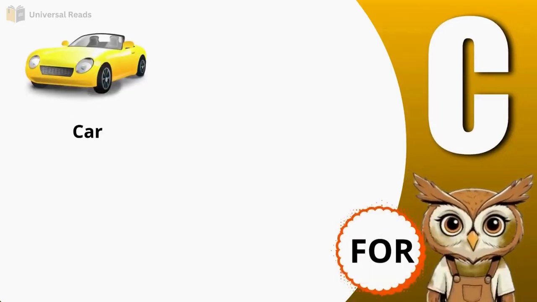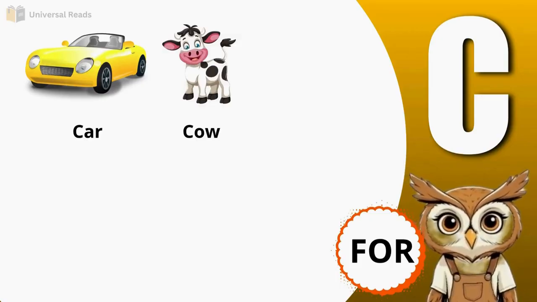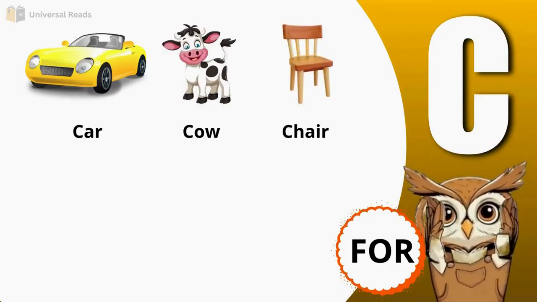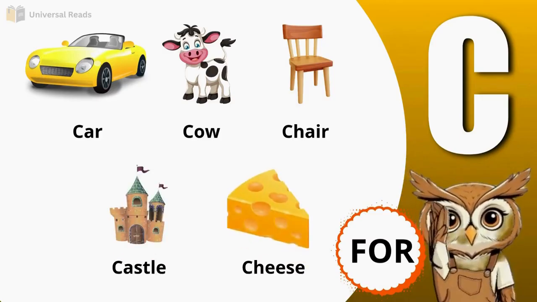C is for car. C is for cow. C is for chair. C is for castle. C is for cheese.